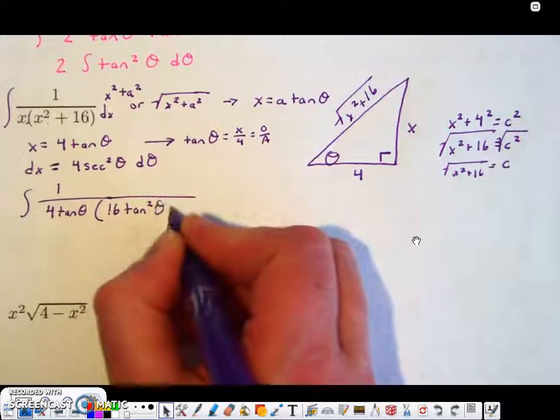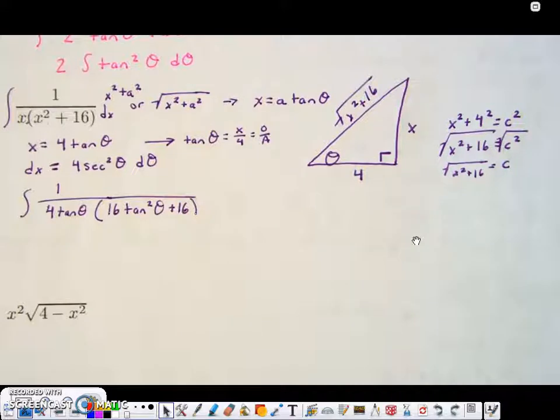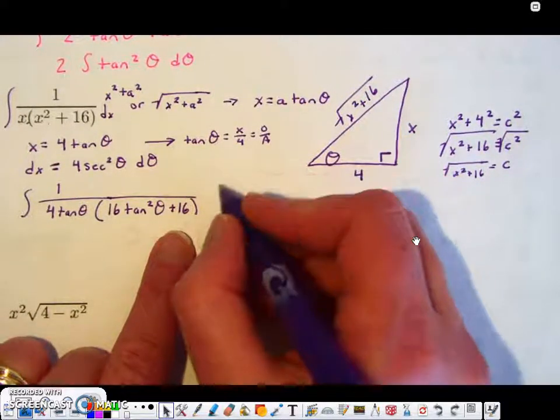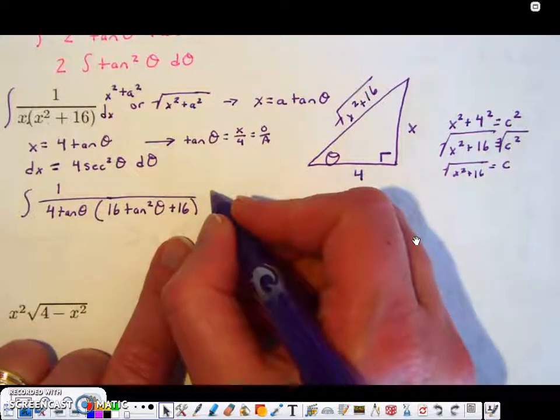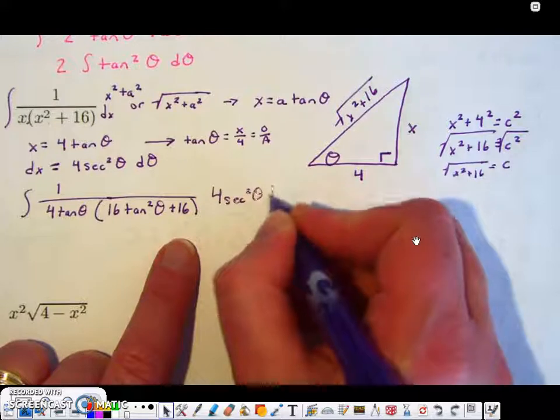Perfect. In fact, it pretty much always will. That's going to usually help us. Okay. And then dx, go ahead and put in the 4 secant squared theta d theta.